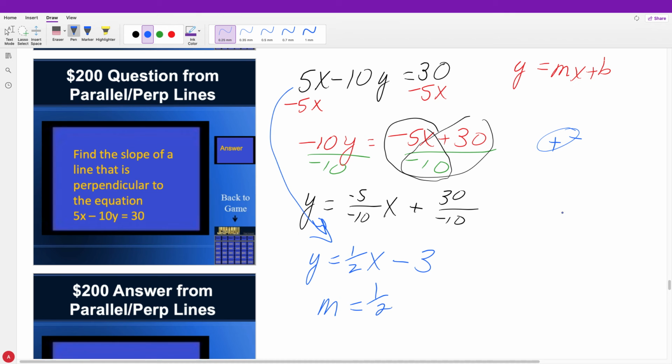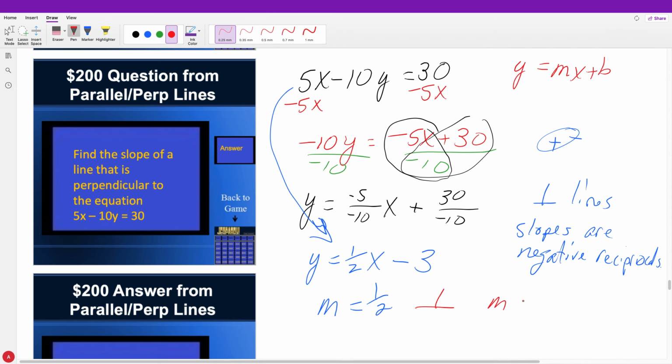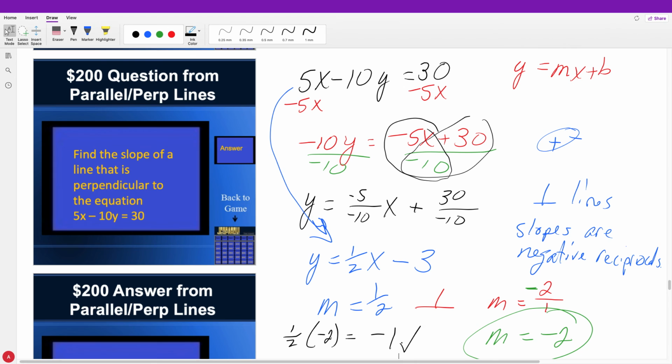Our slope is 1/2. And remember, for perpendicular lines, the slopes are negative reciprocals. The reciprocal means we are going to flip it. So our new slope that is perpendicular to this is going to be 2 over 1, and then we make the sign the opposite, so it's negative. So our slope is equal to negative 2. If you want to check your work, you can multiply them together, 1/2 times negative 2, and it must equal negative 1. If it does not equal negative 1, you did not take your negative reciprocal properly. So this will be our answer for this one, that our slope is equal to negative 2.